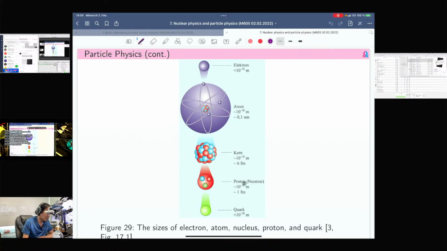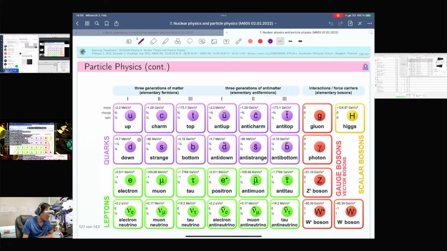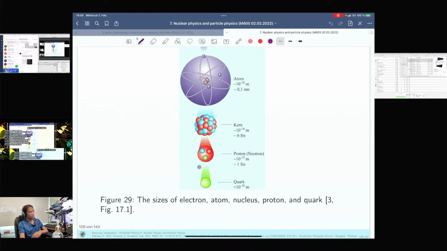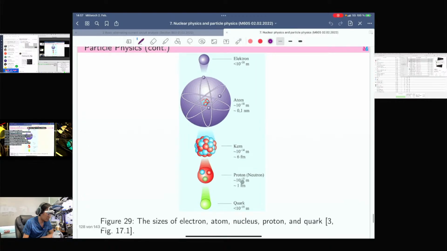10 to negative 15. But you know that inside proton or neutron we have quark, right? Which is what you have seen here. Proton is composed of 2 up quarks and a single or 1 down quark. Neutron contains 2 down quarks and 1 up quark. So there are three quarks inside proton or neutron. But the size of the quark itself is less than the nucleon, proton or neutron. It has the same size as electron, 10 to negative 18 meter.